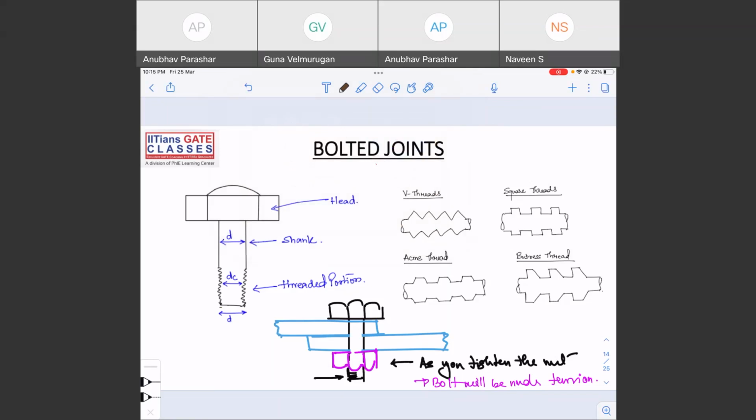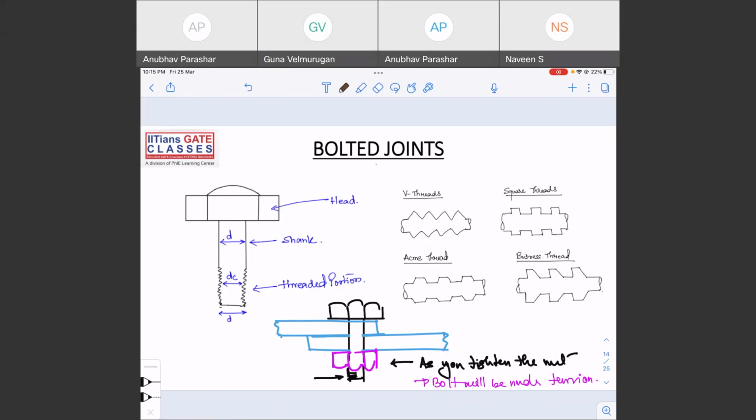By some way, there are different methods to do this, I will induce pre-compressive stresses, compressive stresses on the bolts before tightening the bolt. Once I compress the bolts and tighten the bolt, what will happen? This will reduce the chances of failure of the bolt.